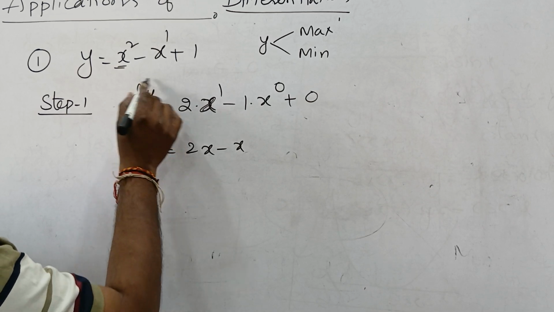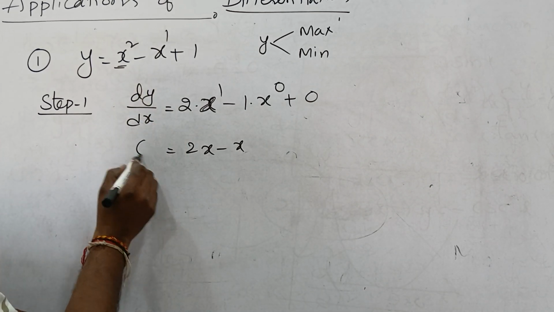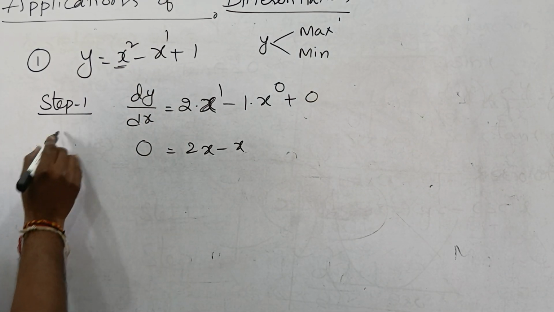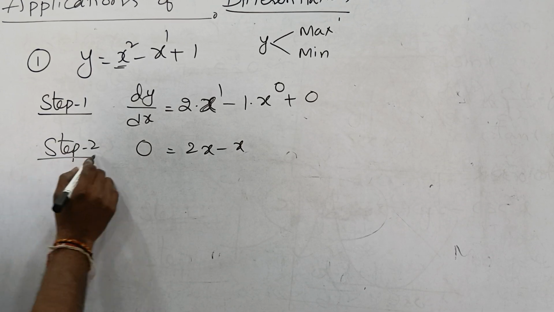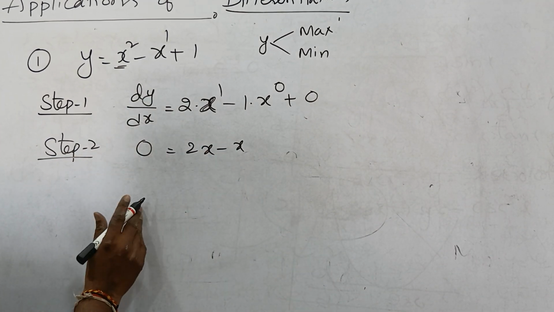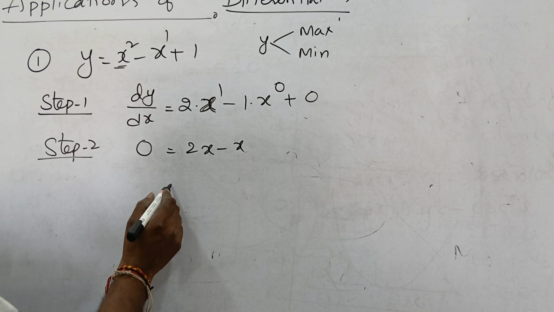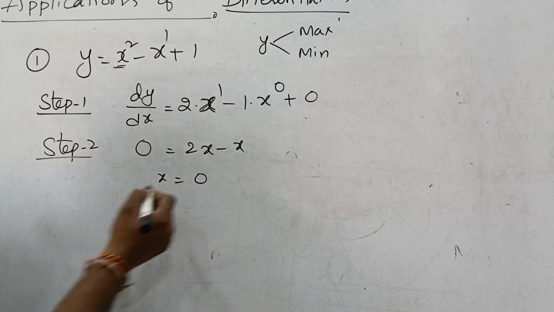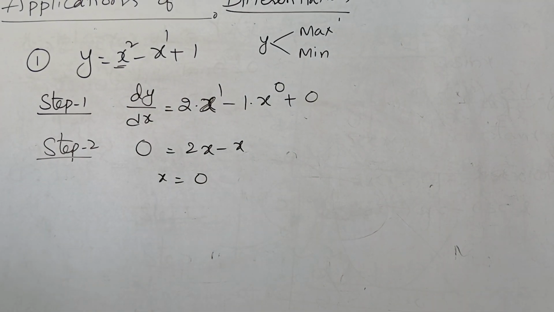You have to equate the slope value. Step 2, you equate it to 0. This is step 1. Step 2, equate the slope to 0. 2x minus 1 equal to 0. Minus 1 bring this side. 2x equal to 1. X equal to 1 by 2.